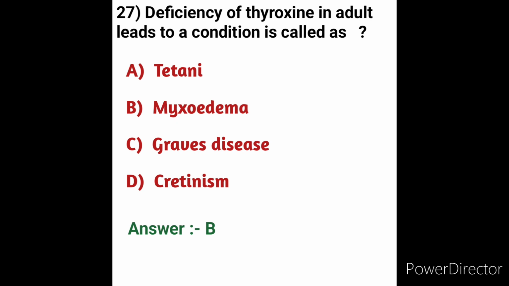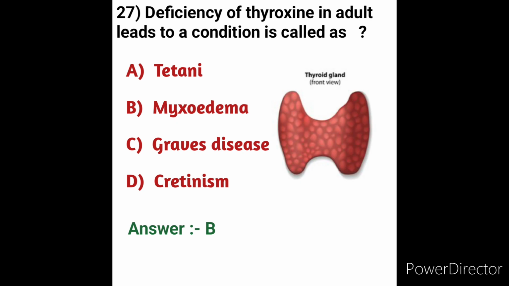The thyroid gland releases hormones that help the body regulate energy and control a variety of functions. The thyroid gland is small and sits right at the front of the neck. So the deficiency of thyroxine in an adult leads to the condition myxoedema. Option B is the correct answer, myxoedema. Next we move on to question number 28.